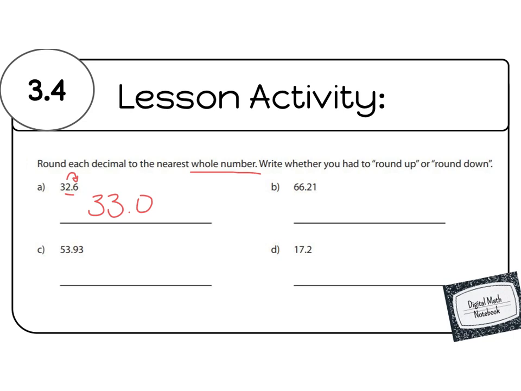In B, the whole number, the ones place is going to be a 6, and we look next door, we see a 2. 2 is not enough to make us round up, so this number is going to stay 66. Again, you could write this as 66.0 if you wanted to. Let's do one more together. Underline the whole numbers. That would be a 53. So the ones place, we look next door, we see a 9. 9 obviously makes us round up, so the 3 is going to change to a 4. So we have 54 or 54.0.